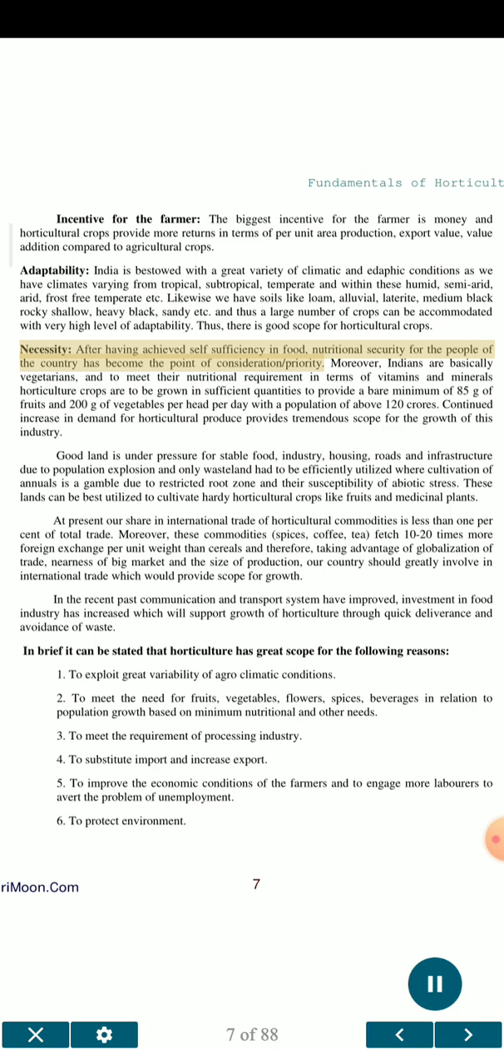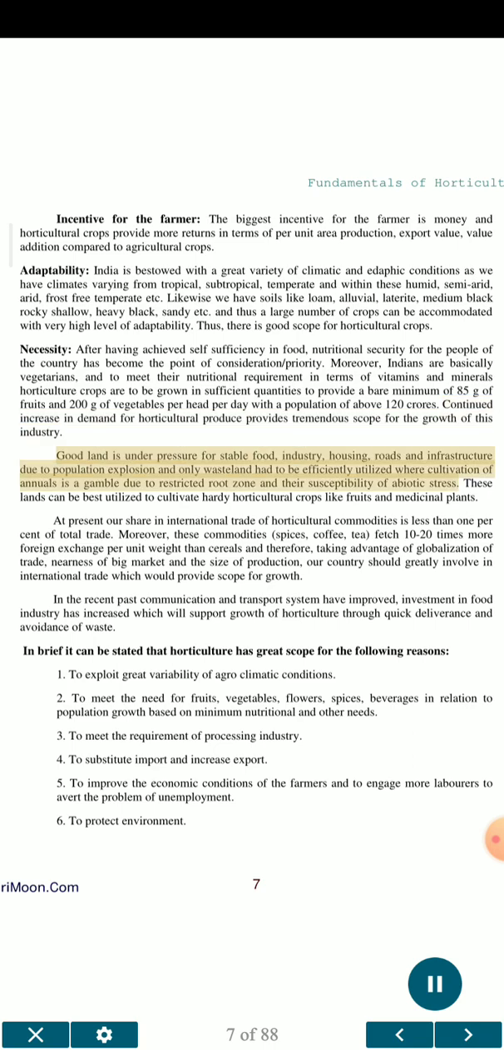3. Necessity. After having achieved self-sufficiency in food, nutritional security for the people of the country has become the point of consideration, priority. Moreover, Indians are basically vegetarians, and to meet their nutritional requirement in terms of vitamins and minerals, horticulture crops are to be grown in sufficient quantities to provide a bare minimum of 85 grams of fruits and 200 grams of vegetables per head per day with a population of above 120 crores. Continued increase in demand for horticultural produce provides tremendous scope for the growth of this industry.